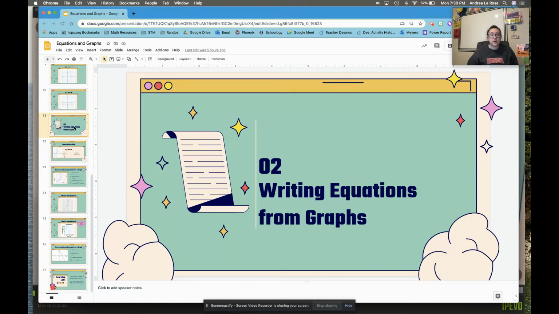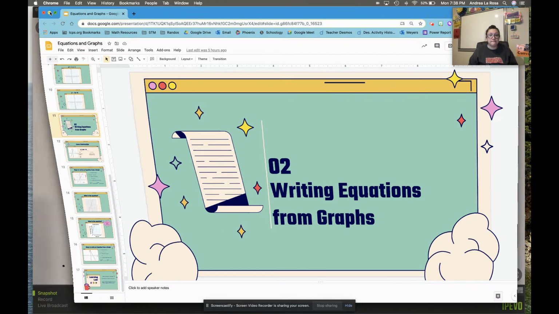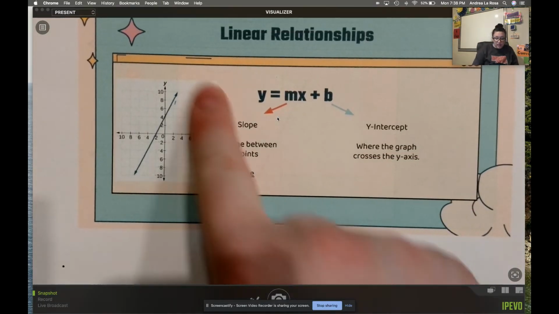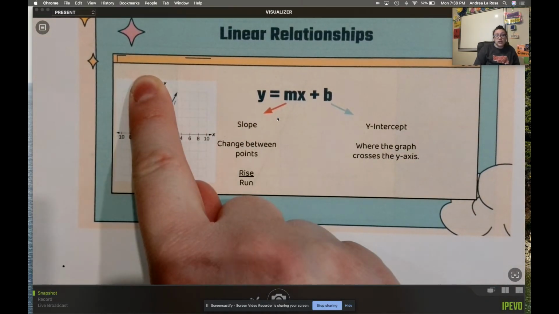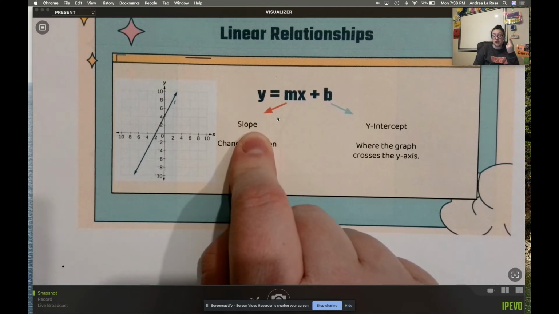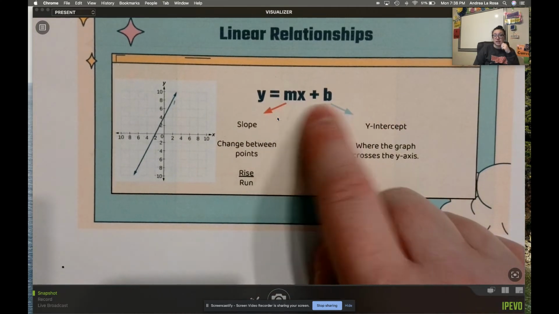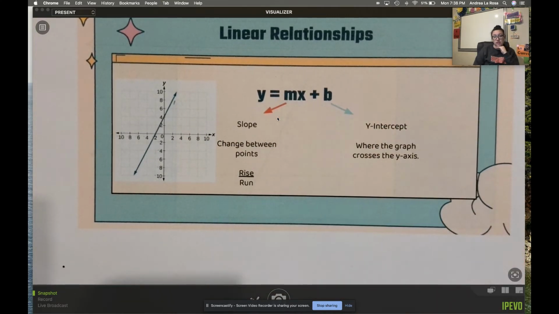All right, so if you have questions about any of those, let us know. Otherwise, let's keep keeping on and go on to writing equations from graphs. So this is going to be the opposite of what we just did. Now, I'm going to give you the graph. You're going to have to figure out what's my slope, what's my y-intercept, and plug those numbers into the m and b in the equation.